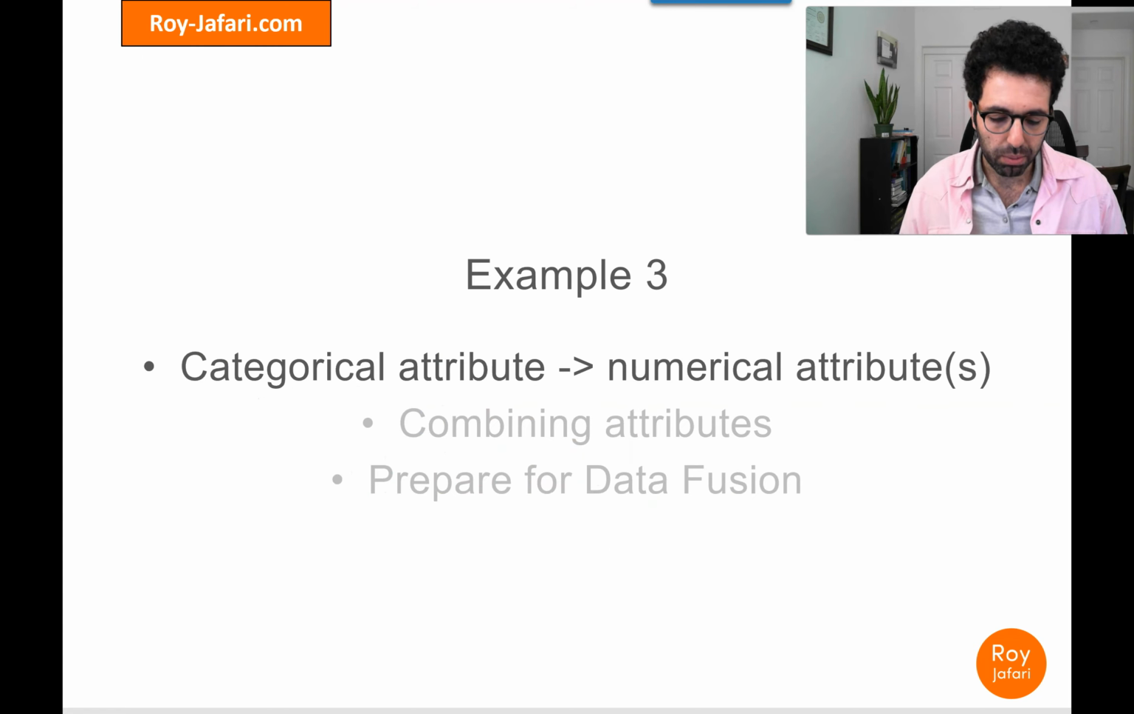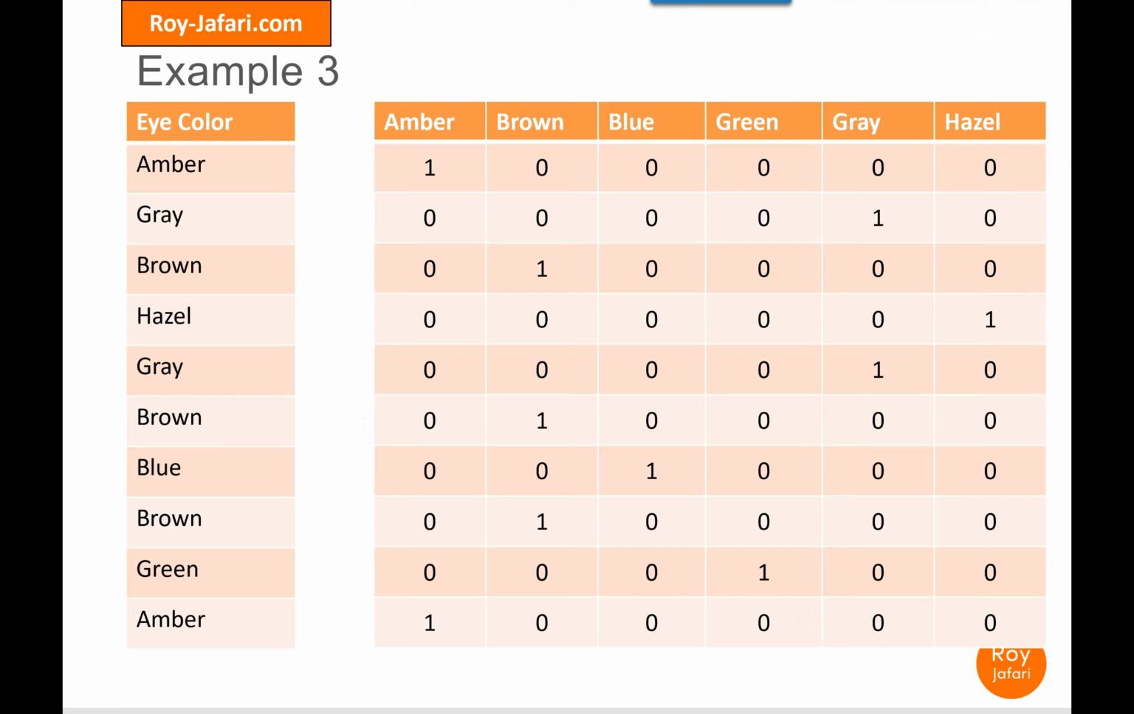Another example here, we're going to focus on a categorical attribute. We want to move to a numerical attribute. So for instance, eye color. If we needed this attribute to be numerical for whatever reason, of course we could do binary coding exactly like the way it's been done here. Amber 1000001 and then gray 00010.